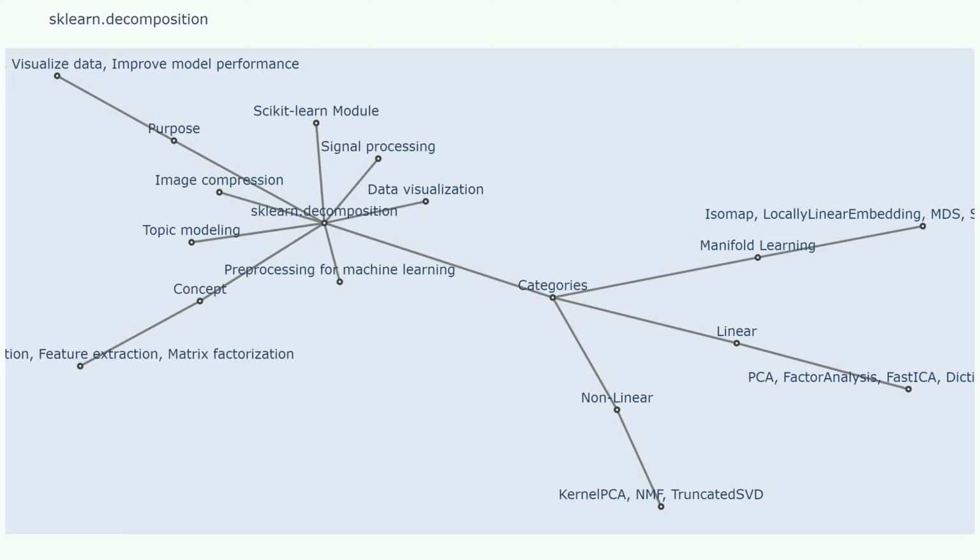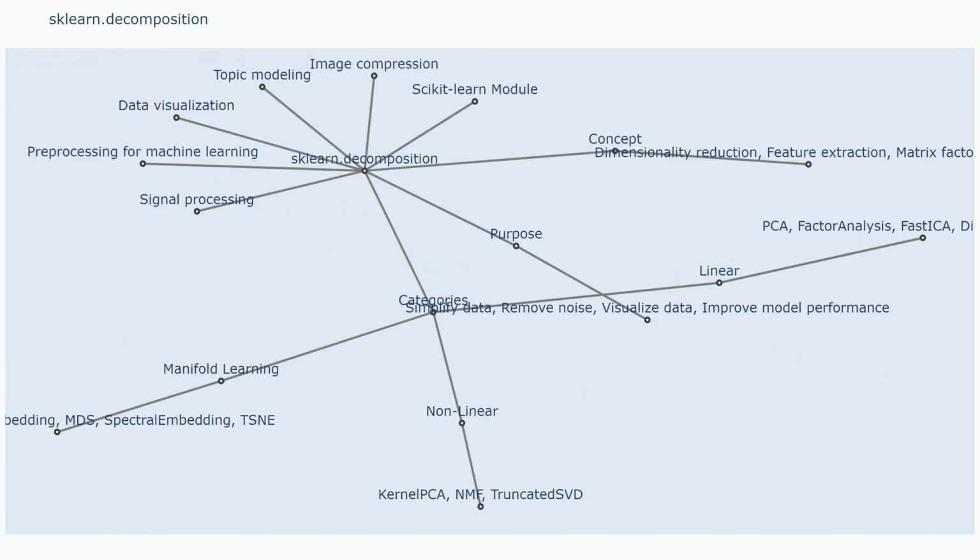A deep dive into scikit-learn decomposition, unraveling the secrets of dimensionality reduction. Scikit-learn's decomposition module offers a powerful toolbox for dimensionality reduction techniques, allowing us to distill the essence of high-dimensional data while preserving its core information. This module focuses on methods that decompose the data into a set of components that capture its inherent structure, effectively reducing its dimensionality without sacrificing too much information.